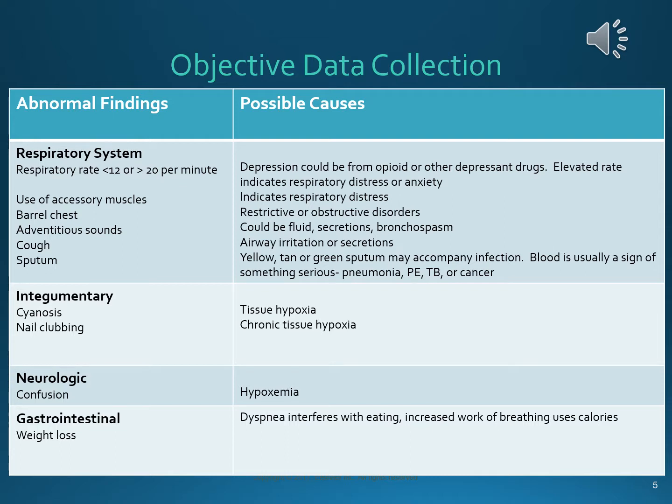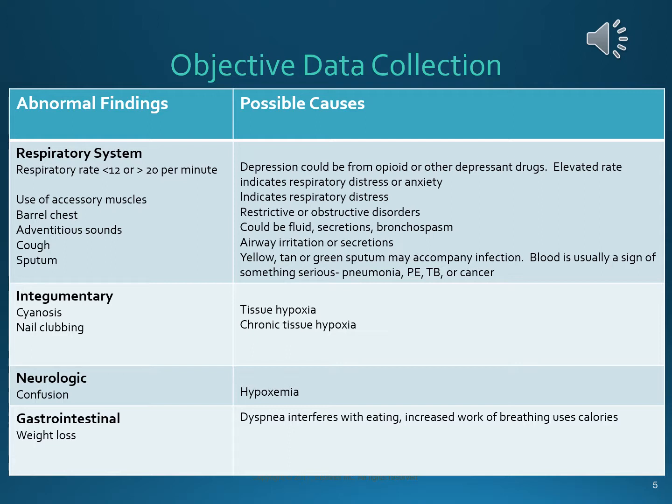Moving to objective data collection or physical assessment, we're going to talk about a lot of these things in subsequent slides, but there are just a few I want to discuss here. If you're looking at a respiratory rate, a depression in respiratory rate could be from drugs, and so it would be good to see what they took, or an elevated respiratory rate could mean respiratory distress, or it could just mean they're having an anxiety attack. So it's important to differentiate that.